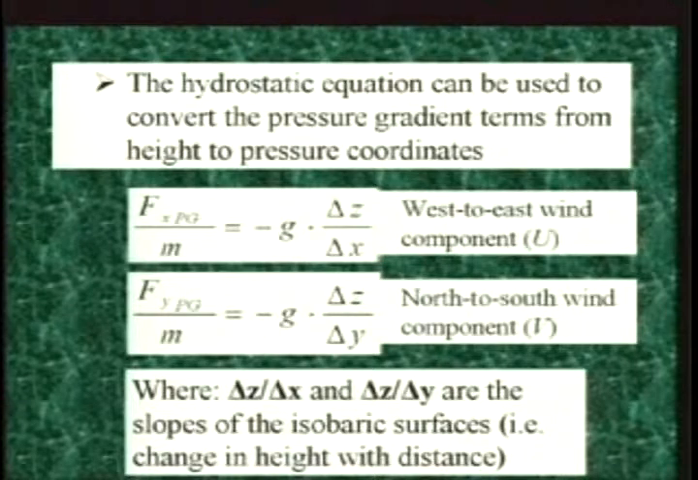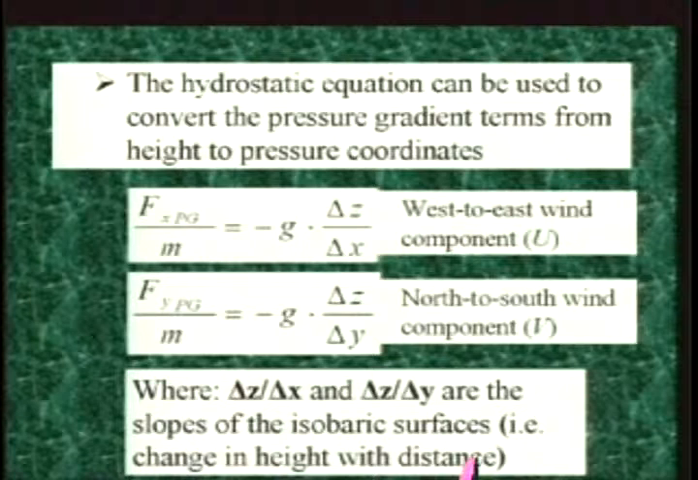The hydrostatic equation can be used to convert the pressure gradient terms from height to pressure coordinates. So here's our east to west component and our north to south component. So this is a force for the pressure gradient. We can also rewrite it in this form, where a change in z with respect to a change in x here, and we're taking into account gravity. So this is the hydrostatic equation. We already saw this in calculus form, or something very similar. This is just rewriting it in algebraic form, where the change in z divided by change in x and change in z divided by change in y are the slopes of the isobaric surfaces.